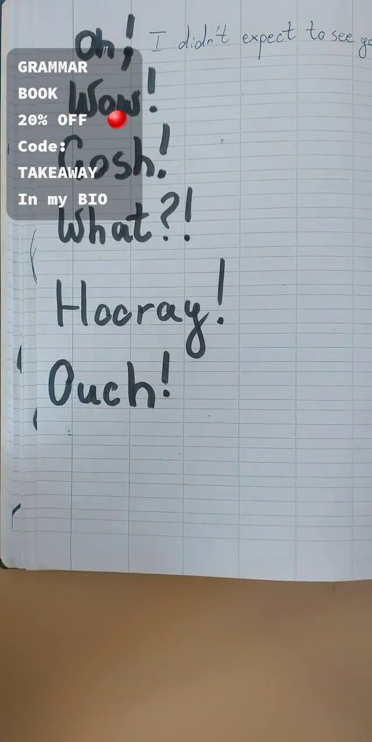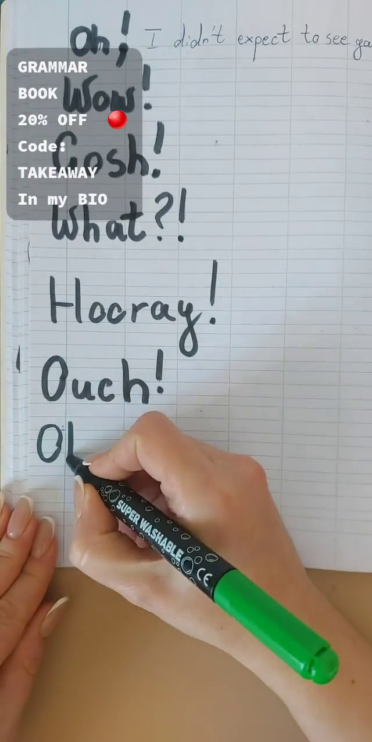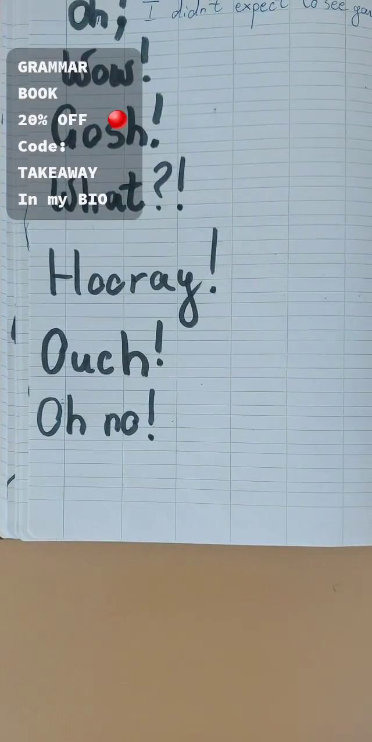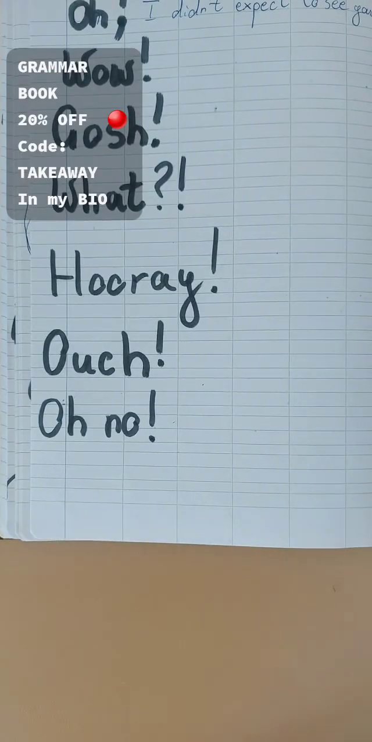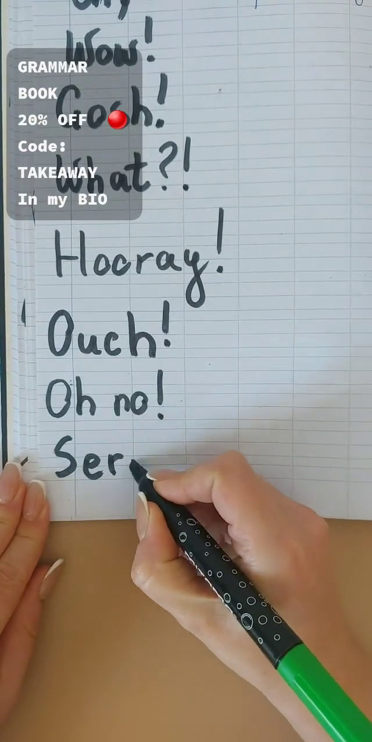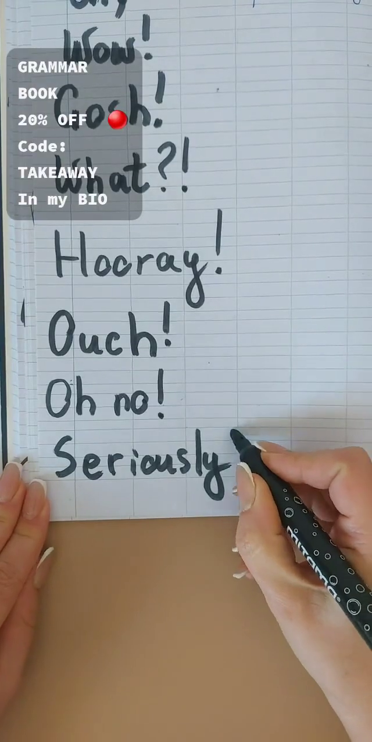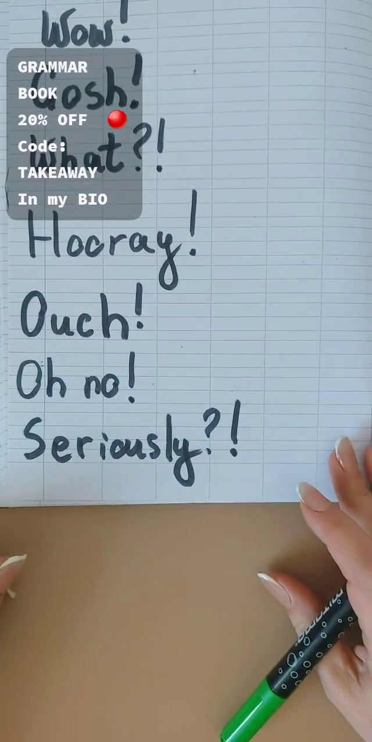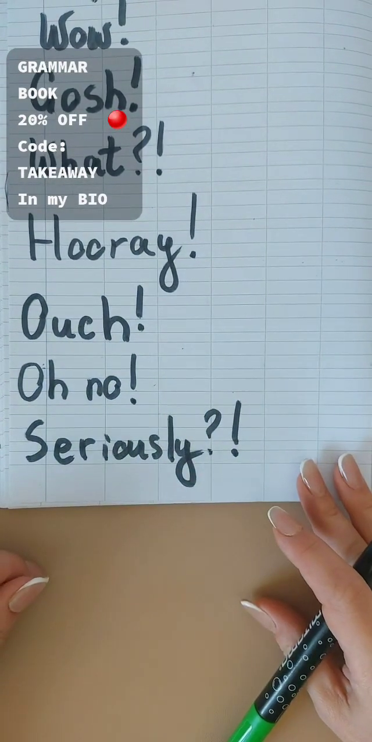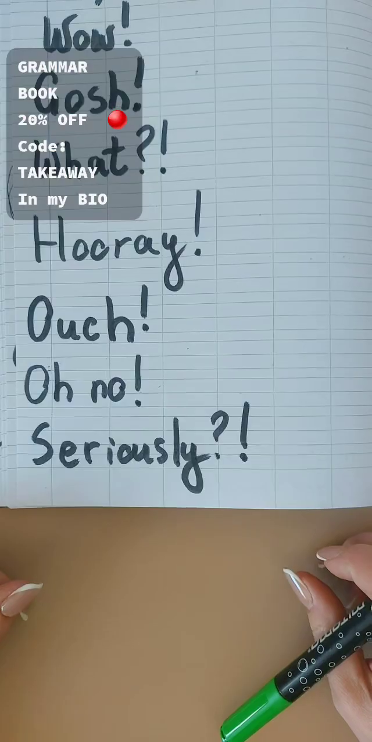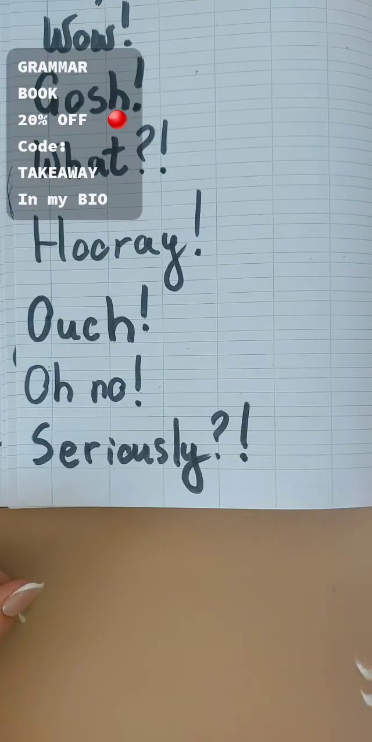They also can express disbelief. For example, oh no. Oh no, I forgot my keys. We can use also seriously. Seriously, again, seriously, you forgot your keys again. Okay.